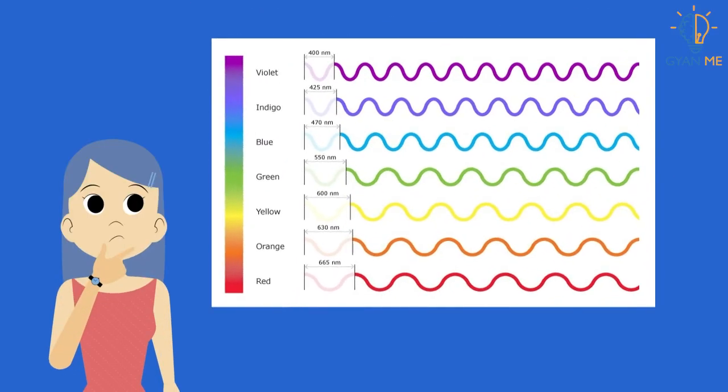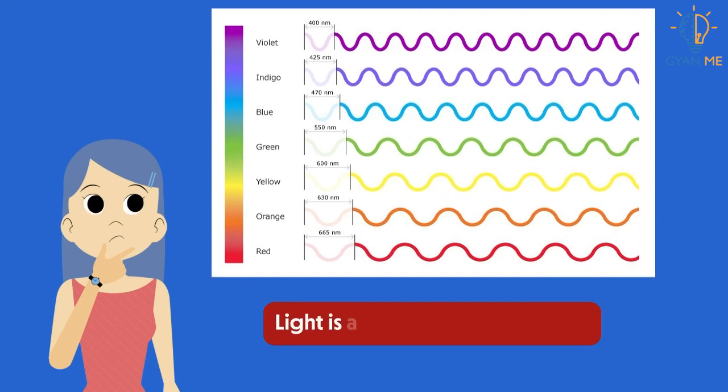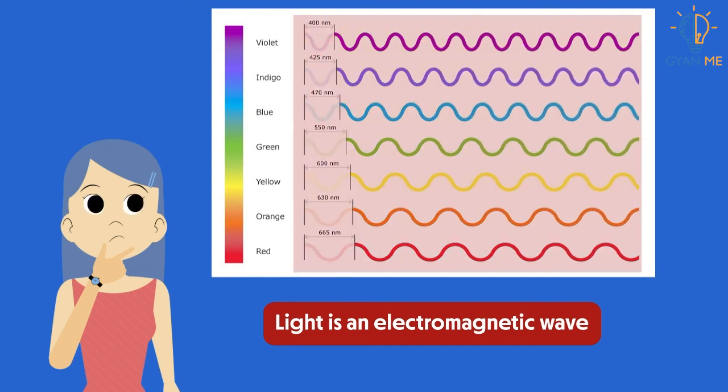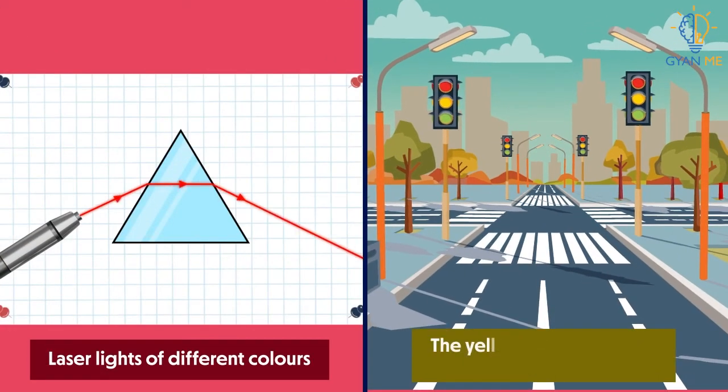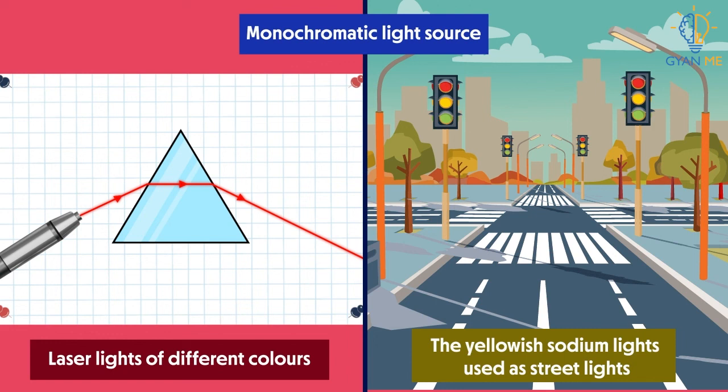Don't think much, students, you have already studied in your lower standards that light is an electromagnetic wave. And if it is a wave, it does have a wavelength, right? Yes. For example, laser lights of different colors, the yellowish sodium lights used as street lights, etc., are monochromatic lights of different colors having constant wavelength.